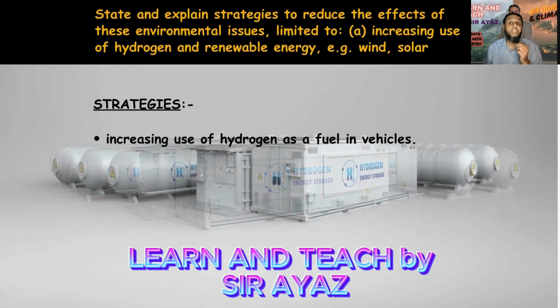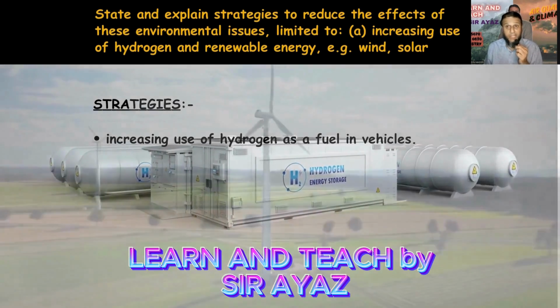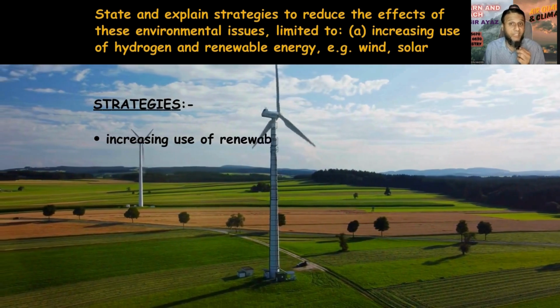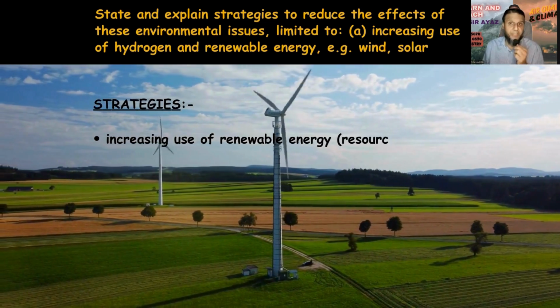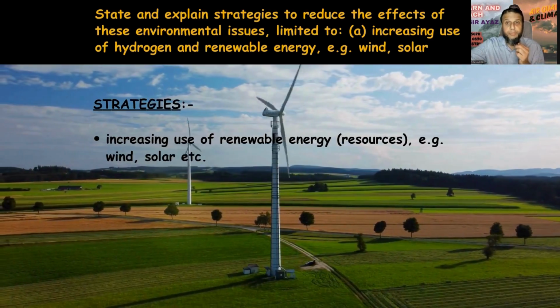The use of hydrogen as a fuel helps reduce greenhouse gas emissions like carbon dioxide. It can also be used in fuel cells to generate electricity efficiently. Using hydrogen reduces reliance on fossil fuels.